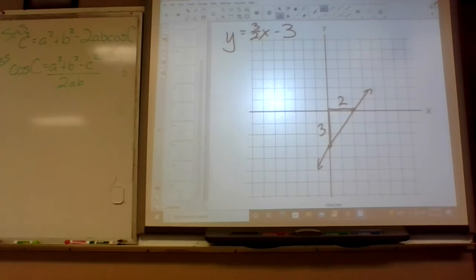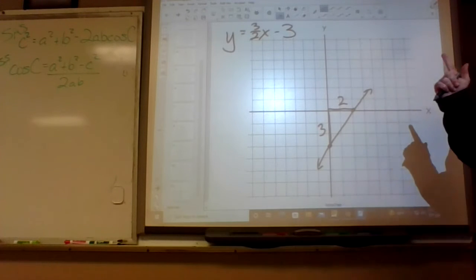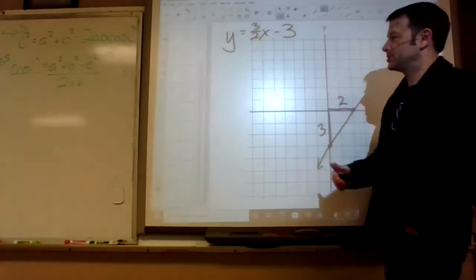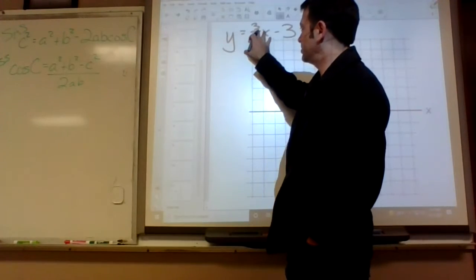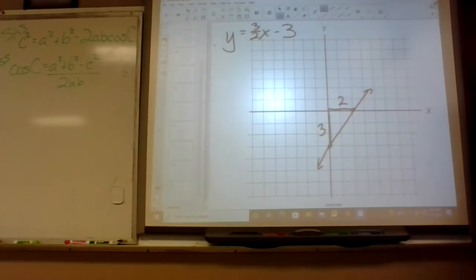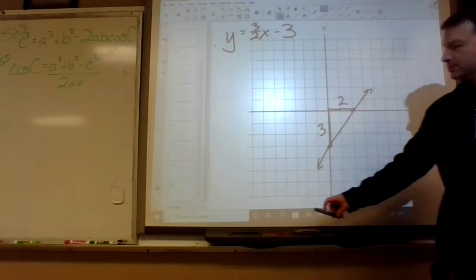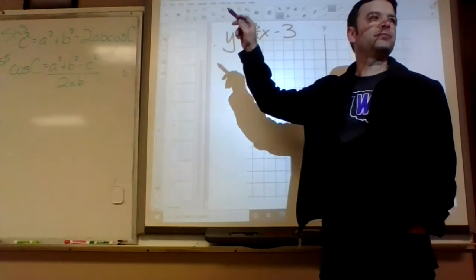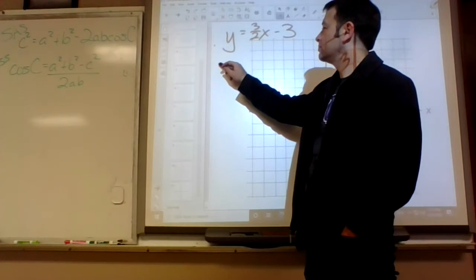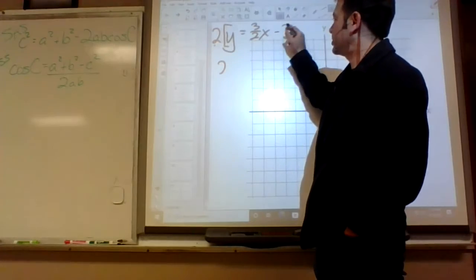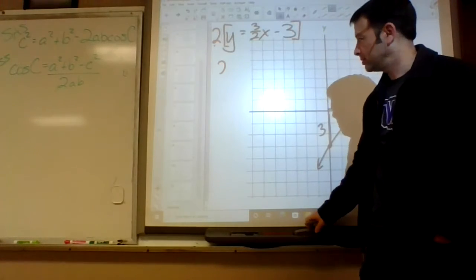Okay, how do I change this to standard form? There's two things. No fractions, because that's not neat and pretty. And also I need to have my x's and then my y, so this has to move over. How do I get rid of the fraction part? We've done this a few times. You multiply by the common denominator, basically. So you multiply by 2.